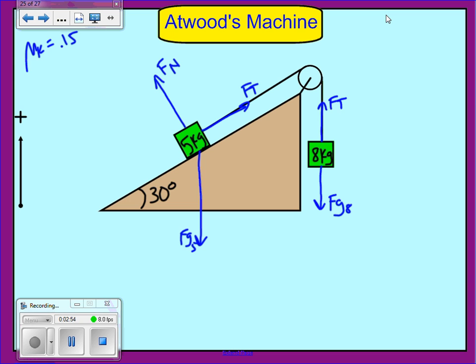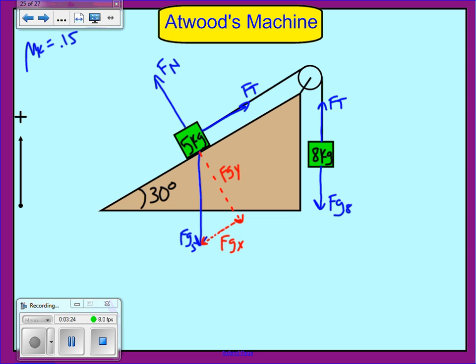And the gravity, if you remember correctly, is diagonal when we're dealing with ramps. So we need to split the gravity up into its x and y components. Remember, I told you in the previous videos, draw the y component of gravity first. So the y component is going to go down like this. That's FGY. And then the x component is going to go down like that. Notice how I draw the x parallel to the ramp. And that's FGX.